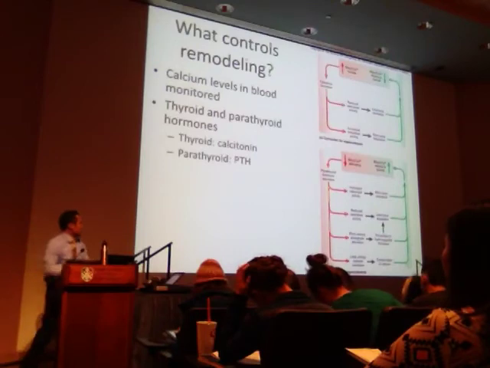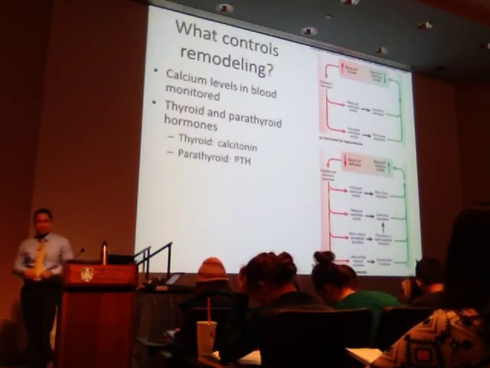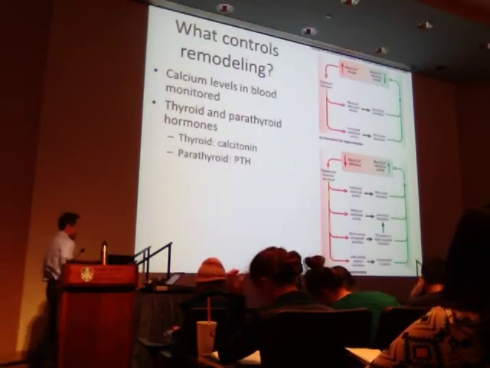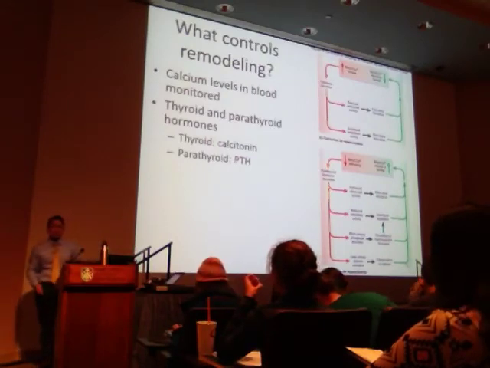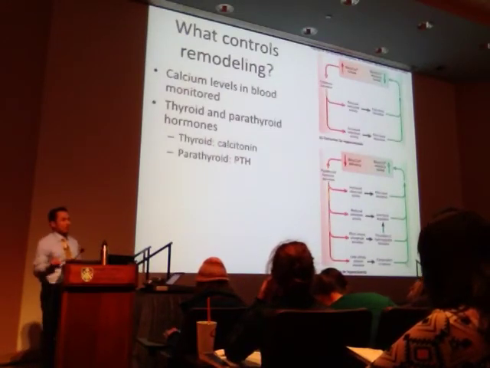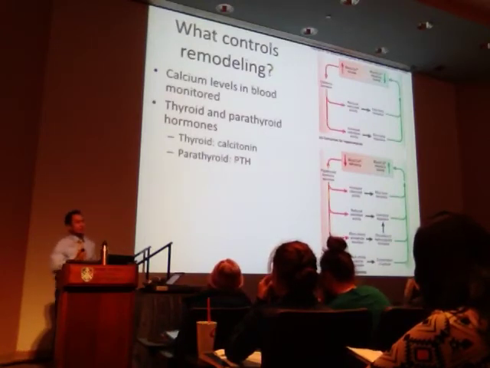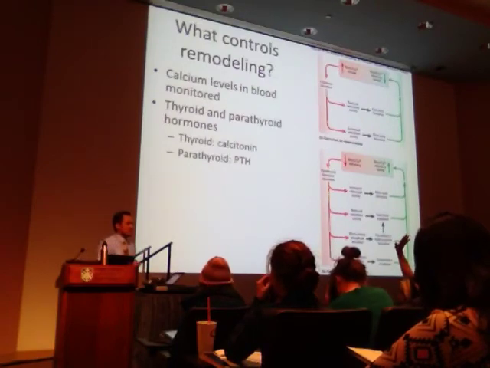So if you look at these two charts, important charts, busy charts, but let's take them one at a time. Calcium levels are monitored very carefully in the blood, and two main organs help do this, parathyroid and thyroid. These are endocrine organs that you'll look at next semester in 202 in further detail, but we do need to talk about it here because they play a role in bone homeostasis.